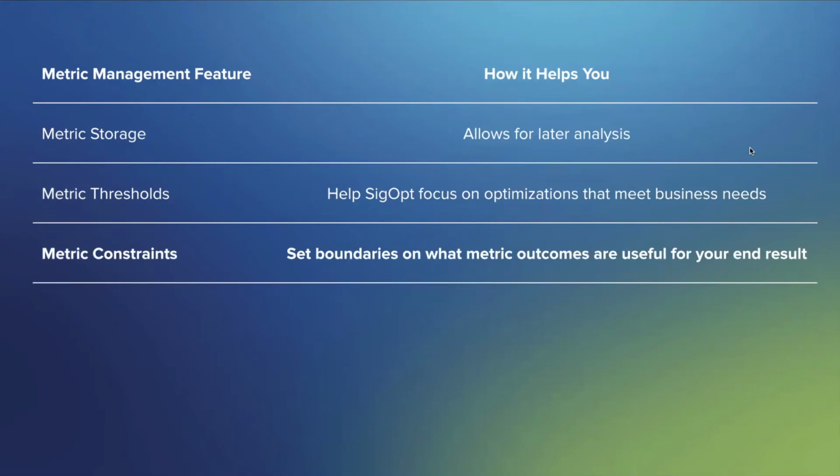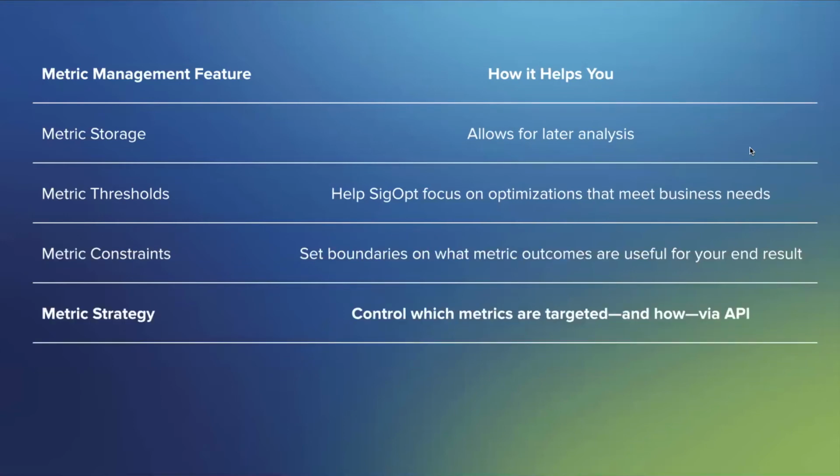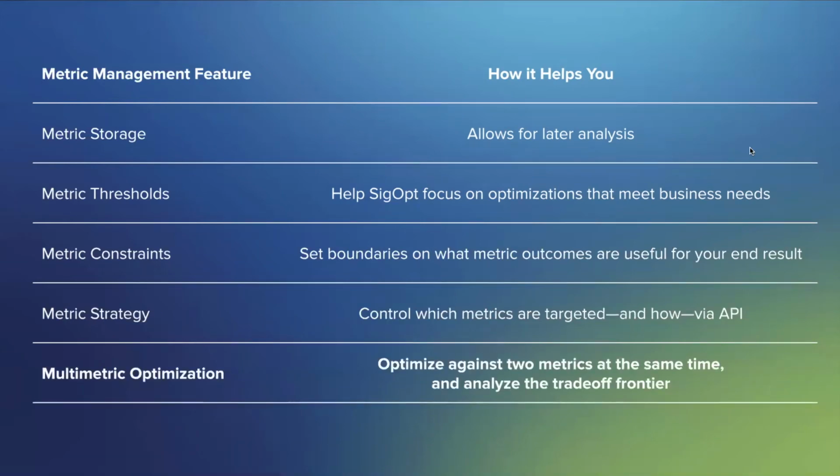For metric constraints, you can apply any function to maximize or minimize above or below, and you can even adjust the constraint as your experiment progresses. And note that this constraint is on untracked metrics, so unoptimized metrics. And then metric strategy, as I mentioned, is SigOpt's API. So it really helps you choose and adjust and change which metrics you're tracking and storing versus optimizing versus constraining. And lastly, multi-metric optimization helps you optimize against two metrics at the same time.